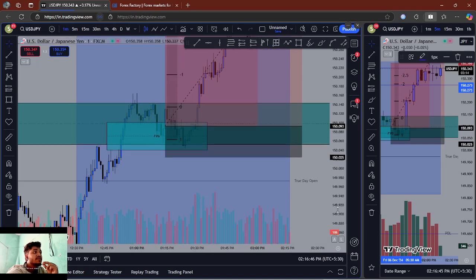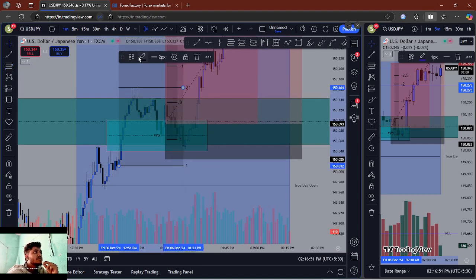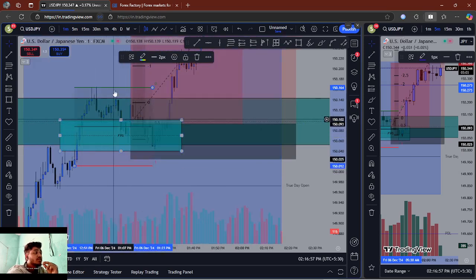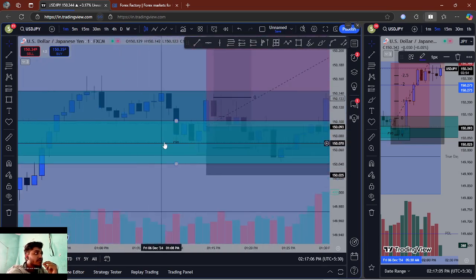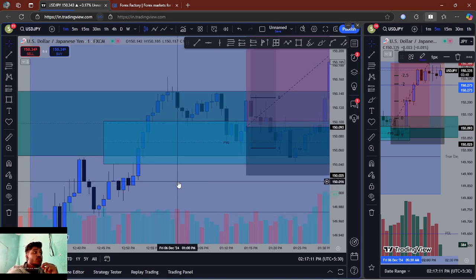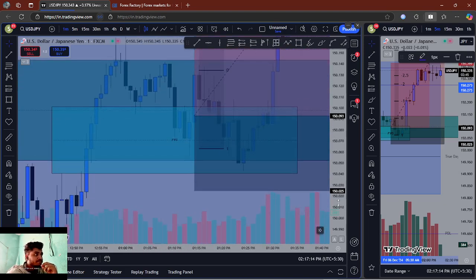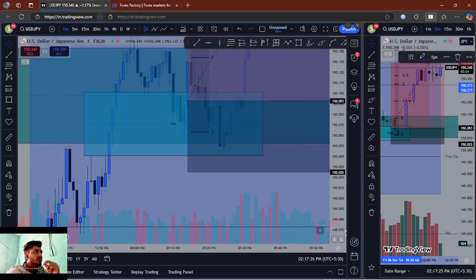I was waiting for price to come to around 50% of this range here, and mitigate this order block, sorry, this fair value gap, and form a continuation purge. Here, as you can see, exactly at this price point, price came down, went below the fair value gap's min threshold and formed my continuation purge. I actually entered here. This is exactly where I entered.